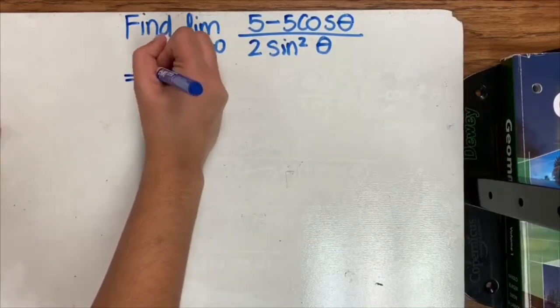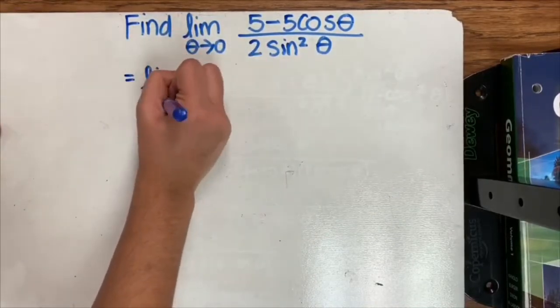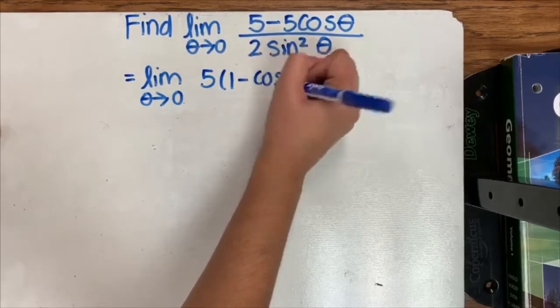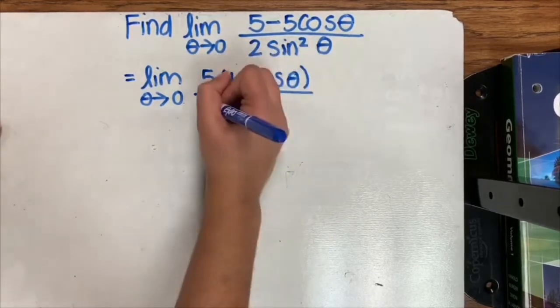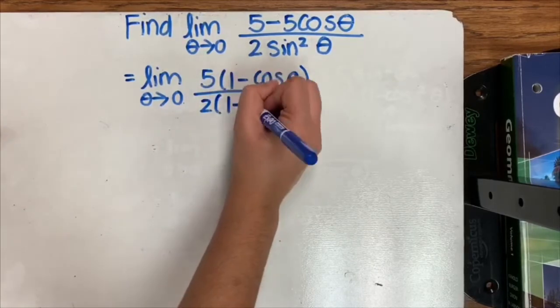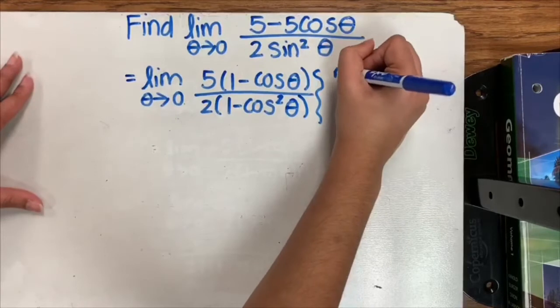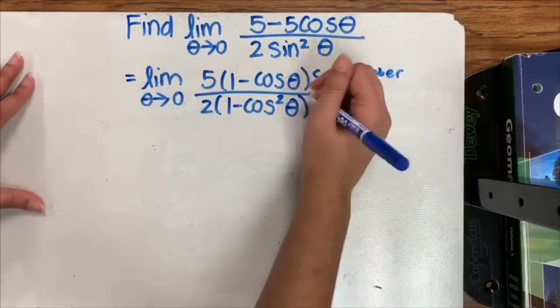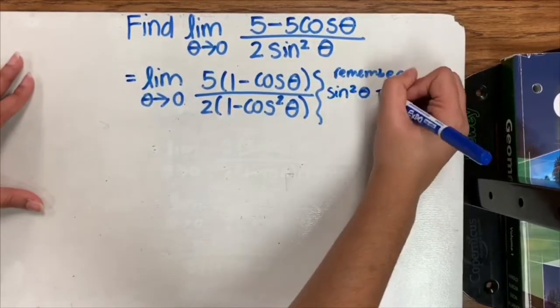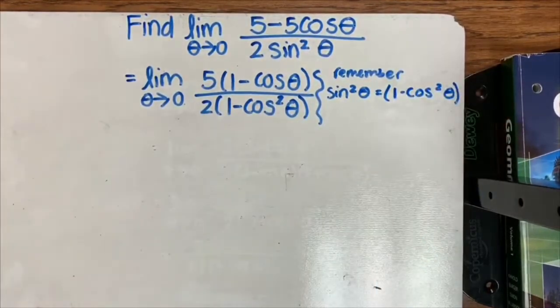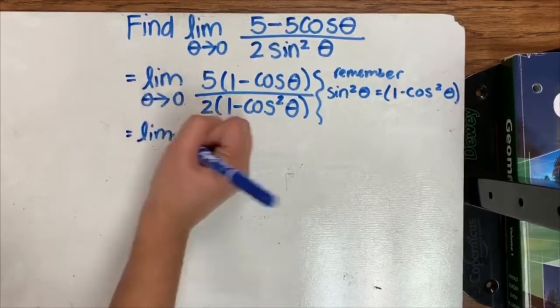So we'll be solving for the limit as theta approaches 0 of 5 minus 5 cosine theta all over 2 sine squared theta. So the first thing we do is factor out a 5 from the numerator, and we use the trig identity, which is sine squared theta equals 1 minus cosine squared theta, to expand out the denominator. We do all this because we want to cancel out any like terms in the equation, making it simpler to solve.